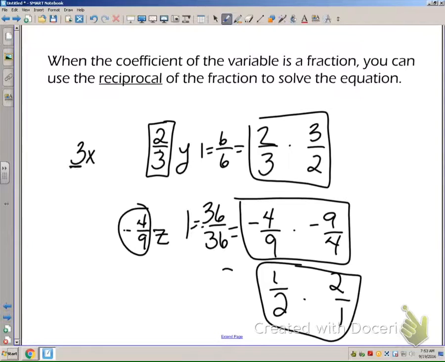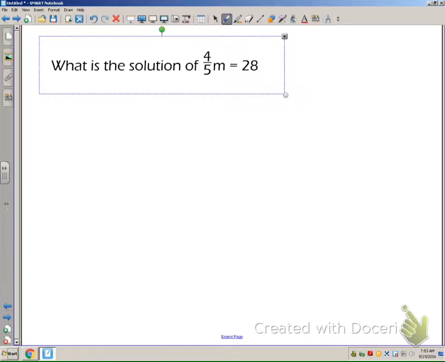1 times 2 is 2. 2 times 1 is 2. 2 over 2 is 1. So when I multiply by reciprocals, basically I'm just getting rid of that fraction because I'm making it 1. So let's look at an example.